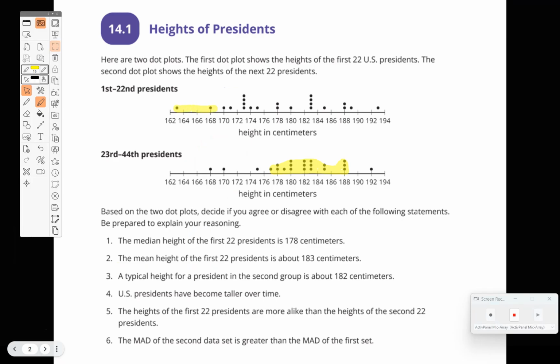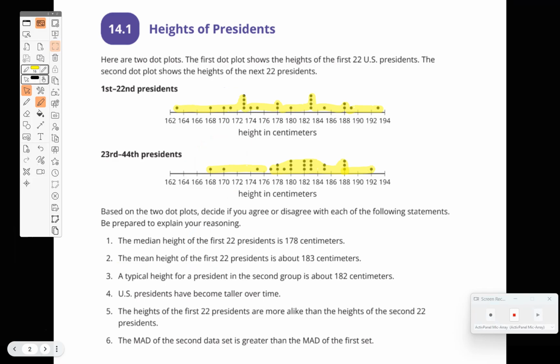Good. We have a narrow spread and we have a much wider spread. We still have these little guys over here and we even have that little guy back there, but consistently our presidents are more clustered together. So number 5, the heights of the first 22 presidents are more alike than the heights of the second 22. We would say we disagree with that. And leading to our next question.